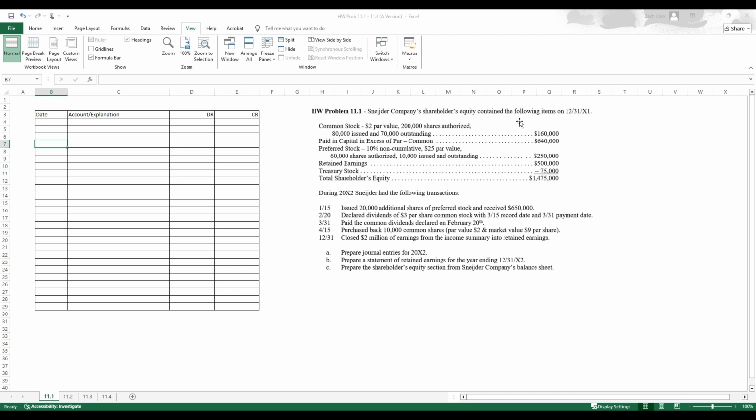In this problem we have a listing of a shareholders equity section from a balance sheet. So here you can see common stock, paid in capital in excess of par common stock, preferred stock, retained earnings, treasury stock, a contra equity account, and then the sum of all those to be total shareholders equity.